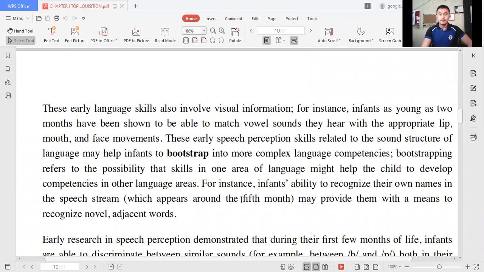Another example is infants' ability to recognize their own names in the speech stream, which appears around the fifth month. This may provide them with a means to recognize novel, adjacent words, and so on.